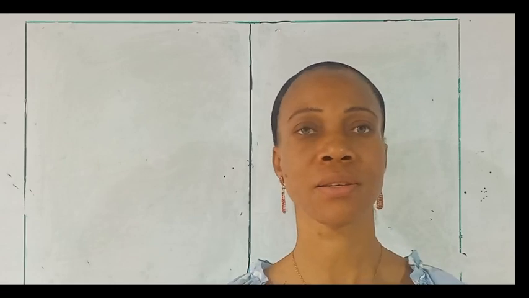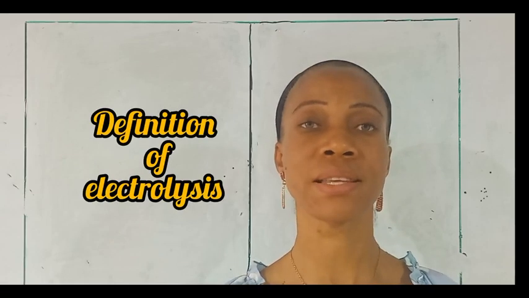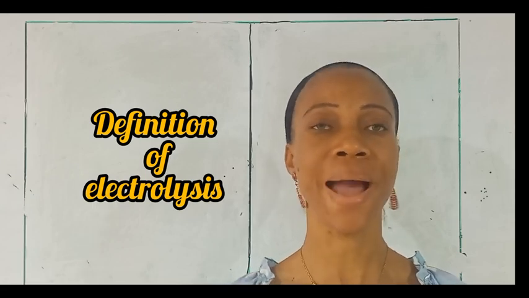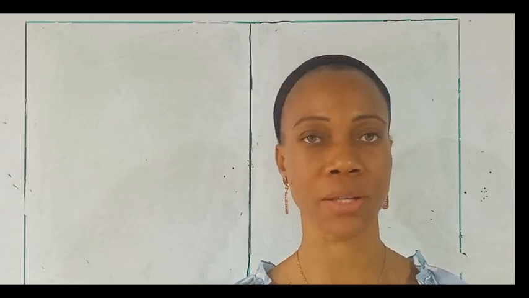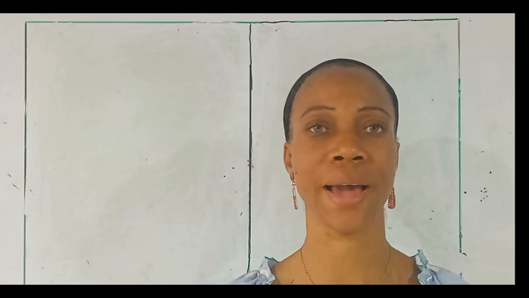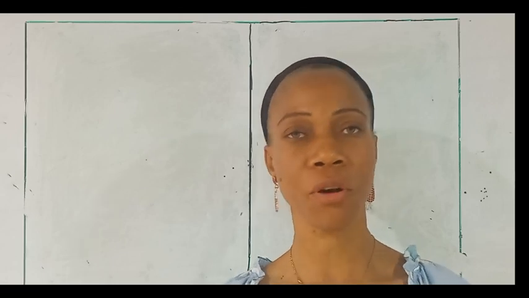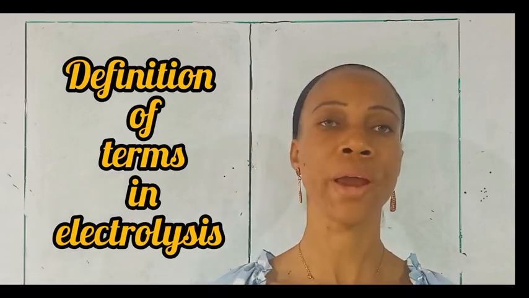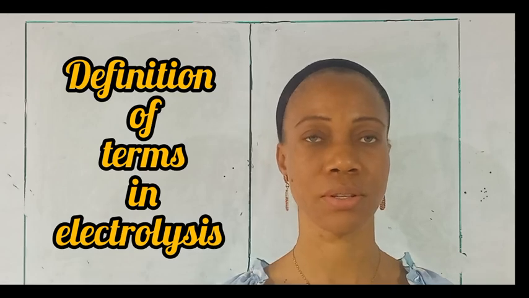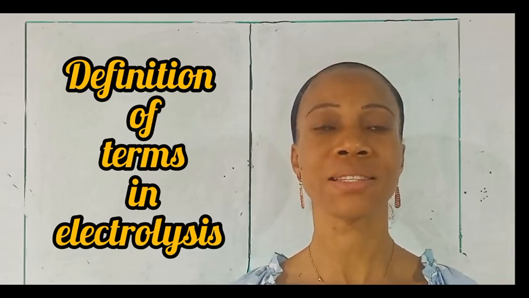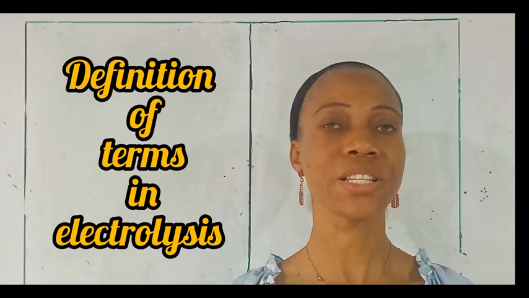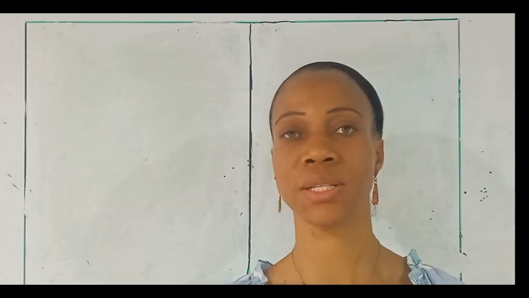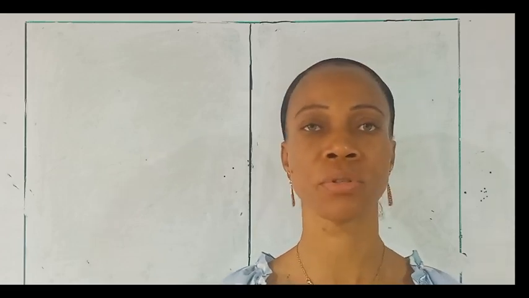Please note that, write it down. Electrolysis is the chemical decomposition of a substance by the passage of electric current through its electrolyte. Note the following terms. We have what is called electrolyte and we have the electrodes. An electrolyte is a substance which either in liquid or molten state conducts electricity and is decomposed by it.